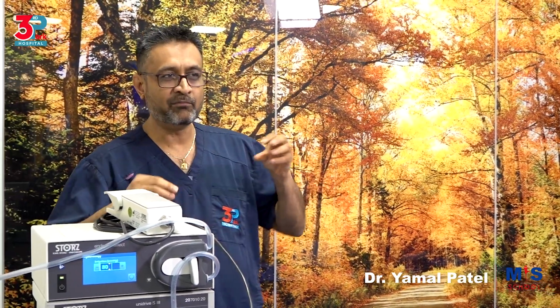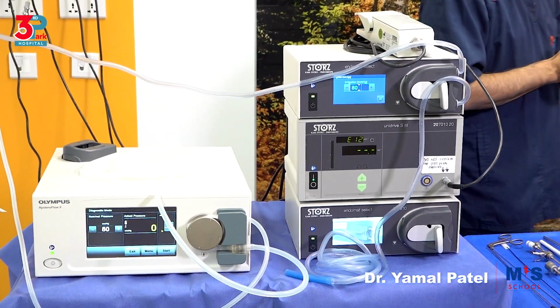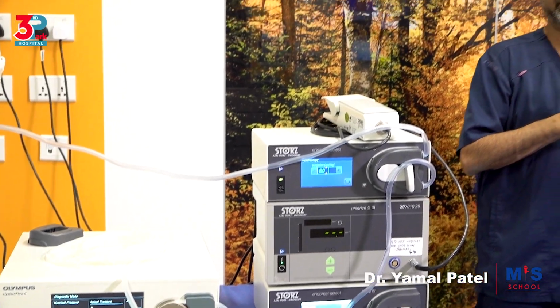Try staying at or around the MAP for safety, and keep in mind a maximum intrauterine preset pressure of 100 millimeters of mercury or below. That is just for safety purposes. Sometimes if you want to get a better view, then you might go higher, but otherwise the higher you go, the more intravasation of fluid through the tubes or into the vessels in the myometrium might happen, especially if you're resecting into the myometrium. The flow rate setting of these pumps should be set between 200 to 400 milliliters per minute. So those are specific values that I want us to remember.